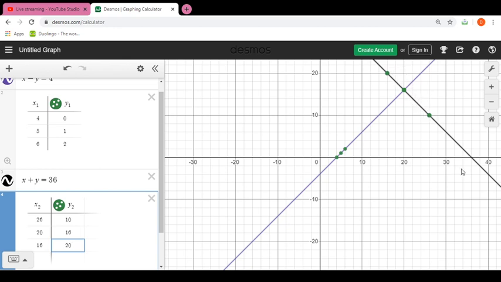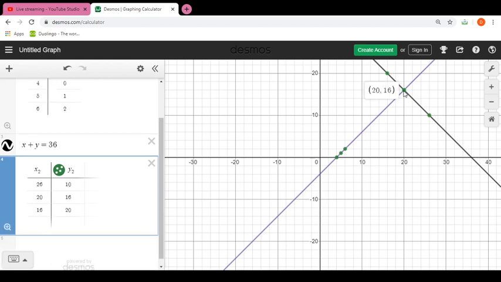This gives rise to another straight line, which is for the equation x plus y equal to 36, and this is the straight line obtained from the equation x minus y equal to 4. And this point, 20, 16, is your intersecting point. So what is your 20, 16? This is the intersecting point. Please note it down.